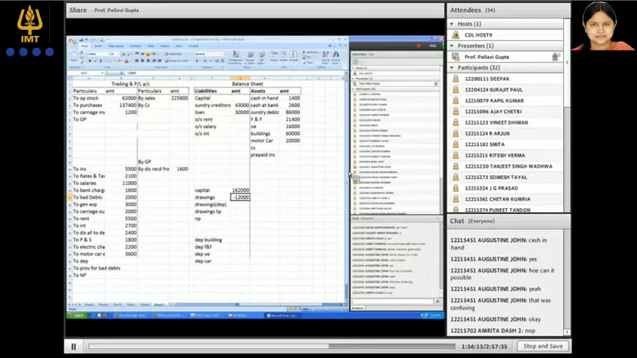Okay, let's start with the adjustment entries. The first adjustment is related to depreciation. They have asked for building used for business has to be depreciated by 5%. So we will charge depreciation on building 5%. The value of building is 60,000. 5% of 60,000 will come out to 3,000.